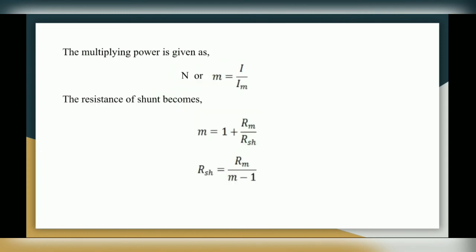The multiplying power is given as N or M. You can call it N or M. M is equal to I upon IM. The resistance of shunt becomes M equal to 1 plus RM upon RSH, or we can write it as RSH equal to RM upon M minus 1.